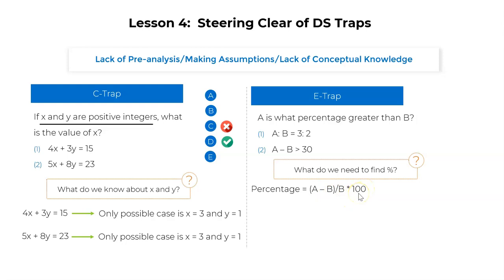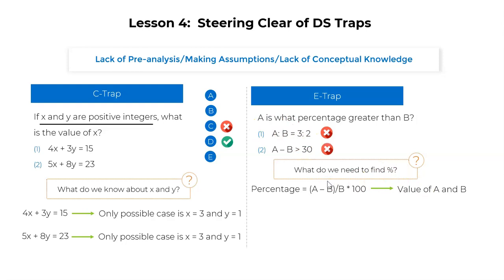But if you don't do any other pre-analysis, and if there's still a little bit of lack of conceptual knowledge, some shakiness, then you may end up making an inference that, okay, I need the percentage. There are two variables in (A minus B) by B, so you will need both the variables A and B to get the answer. That's what you'll think. Then you look at the first statement, you'll say, hey, it's a ratio. I cannot get the actual value, so this must be insufficient.